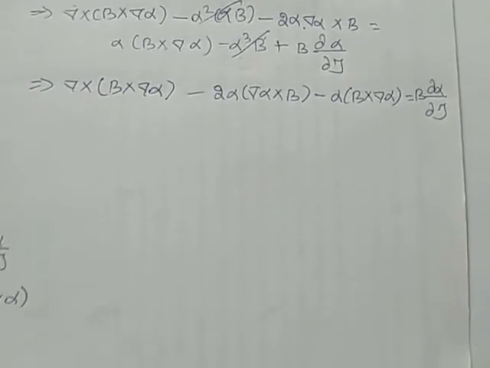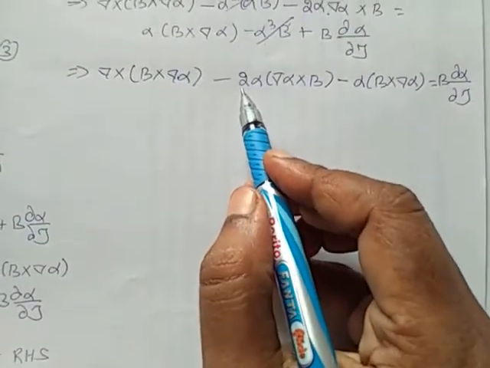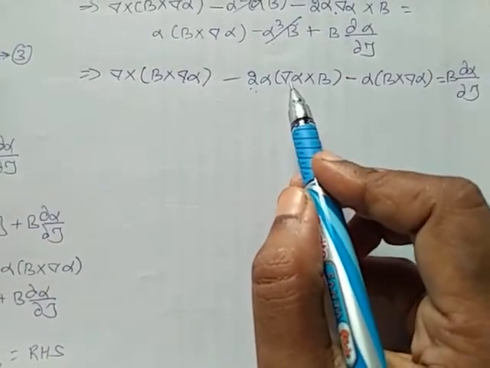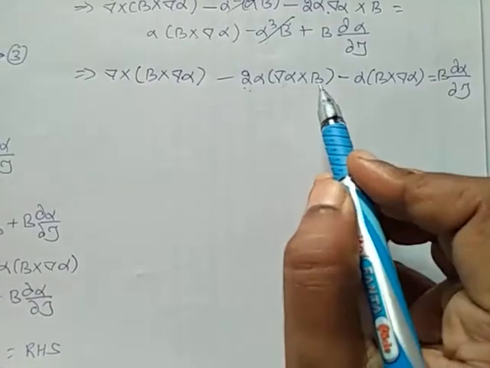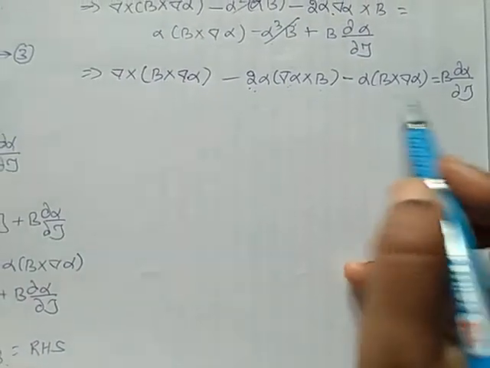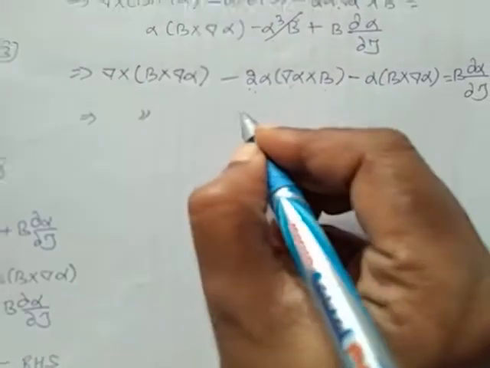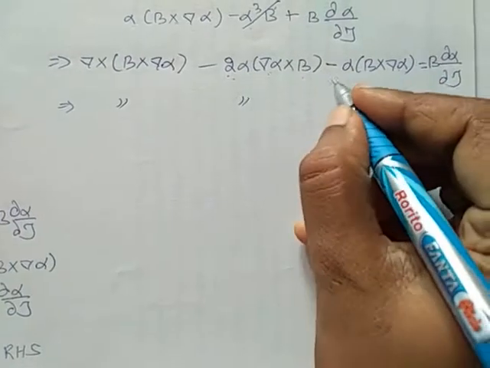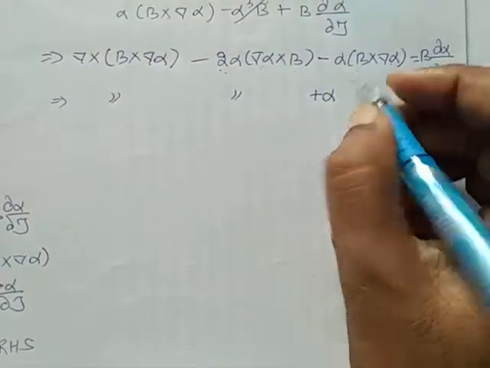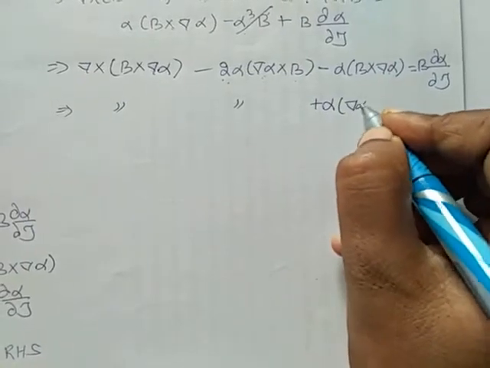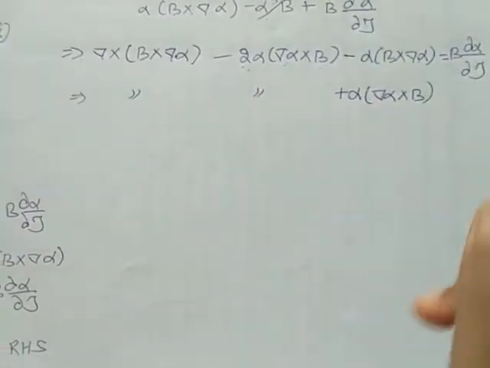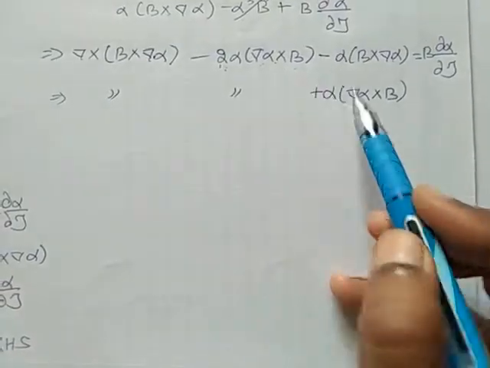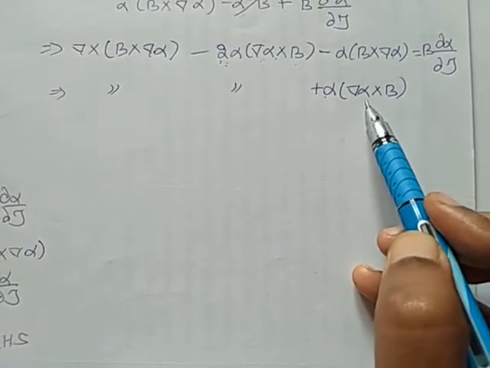Now we can write this as 2 alpha del alpha cross B, this is B cross del alpha. So first term remains as it is, second term remains as it is. A cross B is the same as minus B cross A. So minus becomes plus alpha del alpha cross B. Now we are having 2 alpha minus 2 alpha del alpha cross B plus alpha del alpha cross B.